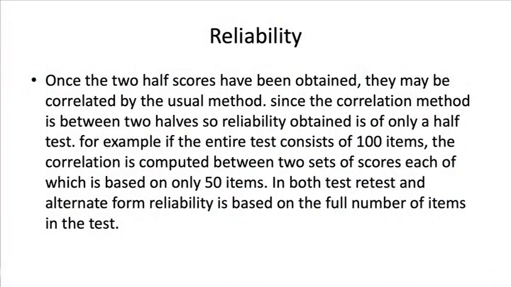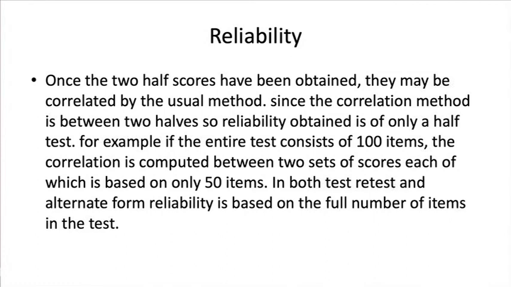Now, once the two half scores have been obtained by the odd-even method, they may be correlated by the usual method, the product moment correlation. We will talk about Spearman's correlation. Pearson's we will do, Spearman's rank order. We will talk about the Pearson correlation later on. Since the correlation is between the two halves, the reliability obtained is only for half of the test. For example, if the entire test consists of 100 items, the correlation is computed between two sets of scores, each of which is based on only 50 items.